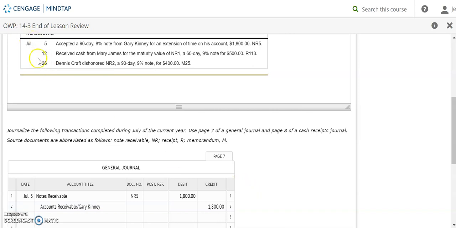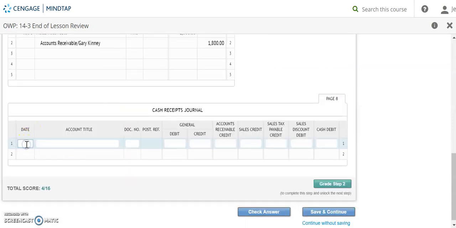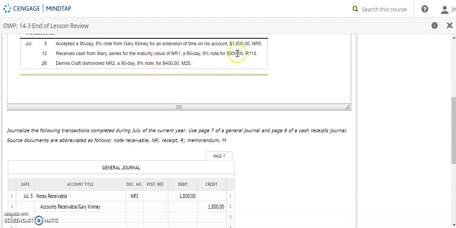Next transaction, July 12th, it says that we received cash from Mary James for the maturity value of note receivable 1, a 60-day 9% note for $500, receipt number 113. Now, we're receiving cash, so this one we're going to go to our cash receipts journal. So I'm going to put in my date, July 12th. In this one, they don't tell us the actual amount, so we're going to have to figure out those amounts.